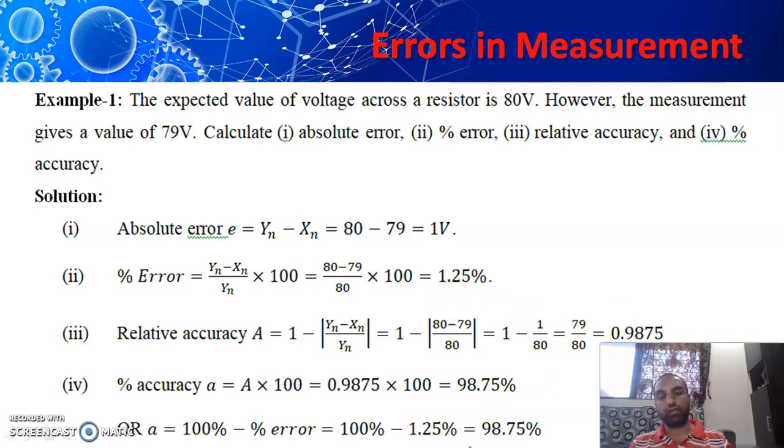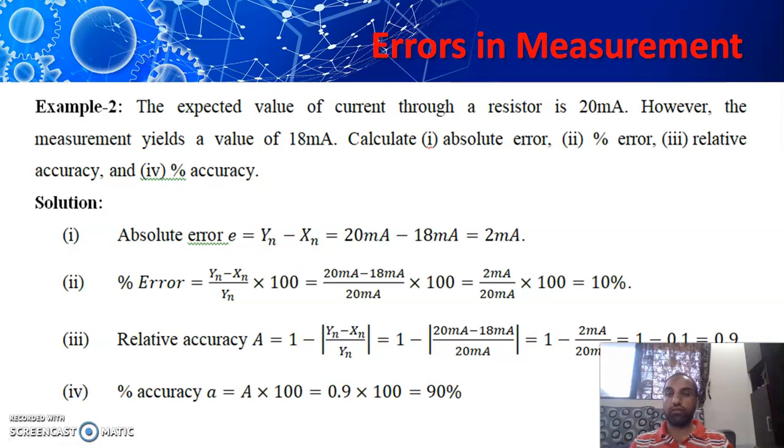We have also one more example related to the calculation of these errors. Suppose we have the expected value of current flowing through the resistor is 20 milliampere, and the measurement done by the instrument is 18 milliampere. So how to calculate absolute error, percentage error, relative accuracy and percentage of accuracy. So absolute error is the difference between the expected value and the measured value. The difference is 2 milliampere.